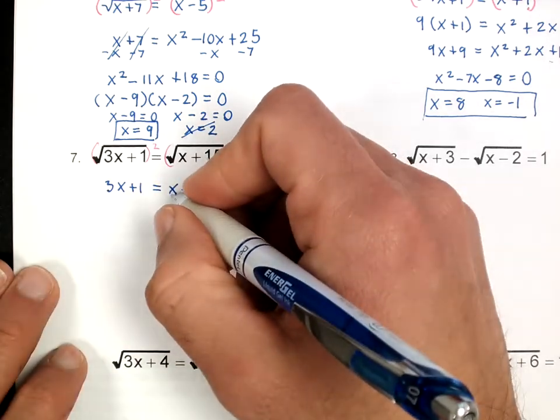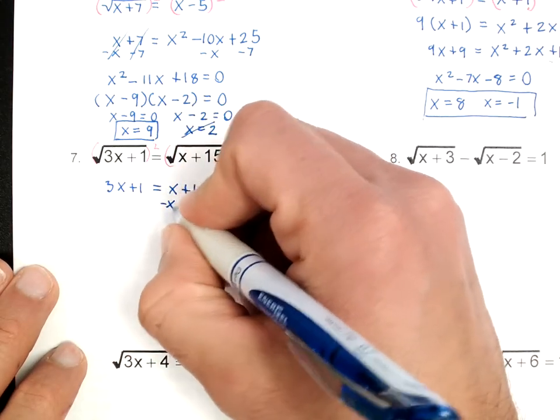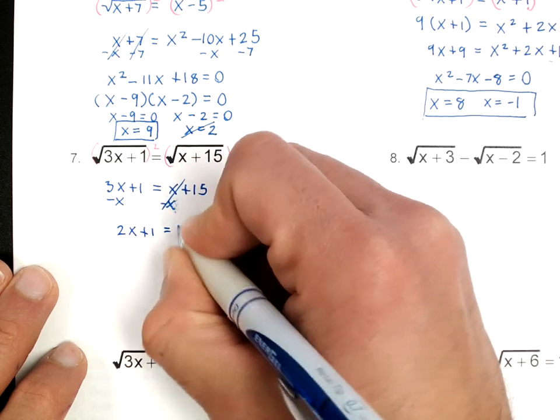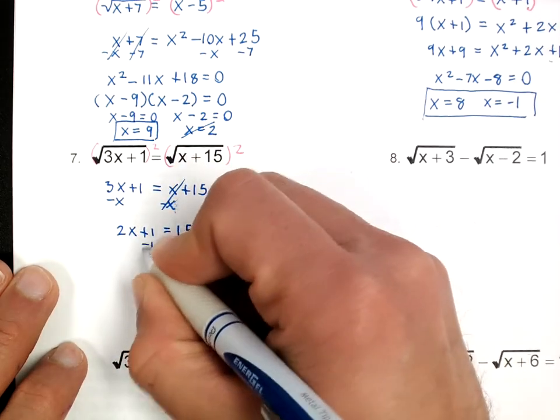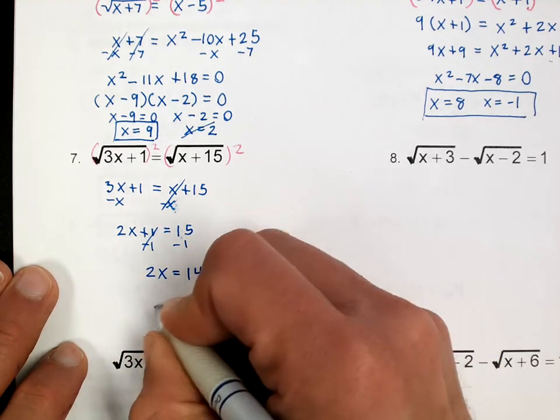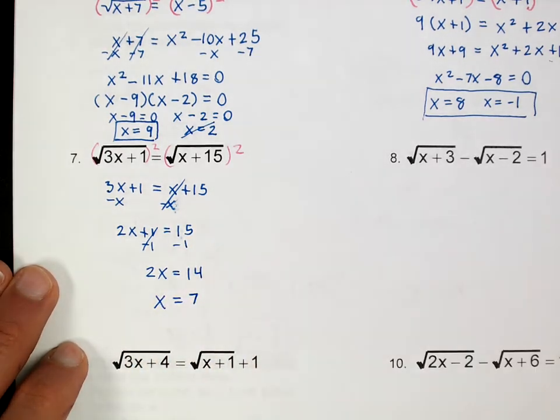Get all the x's on one side, so I'm going to subtract x. So this is 2x plus 1 is equal to 15. I'm going to subtract the 1, so I get 2x is equal to 14. So x is equal to 7.